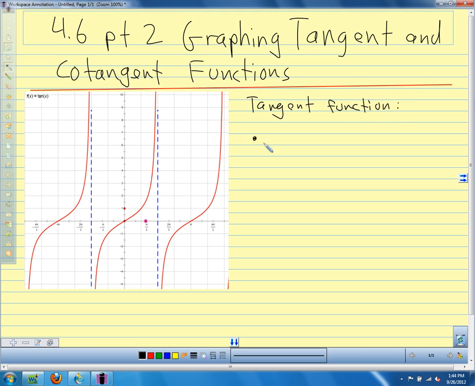The tangent function is odd. And by odd, an odd function is symmetric about the origin. So here's my origin, 0, 0. So odd means symmetric about the origin. Tangent function is odd.